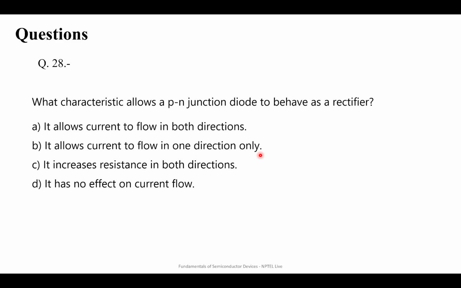What characteristic allows a PN junction diode to behave as a rectifier? It allows current to flow in both directions. It allows current to flow in one direction only. It increases resistance in both directions. It has no effect on current flow.